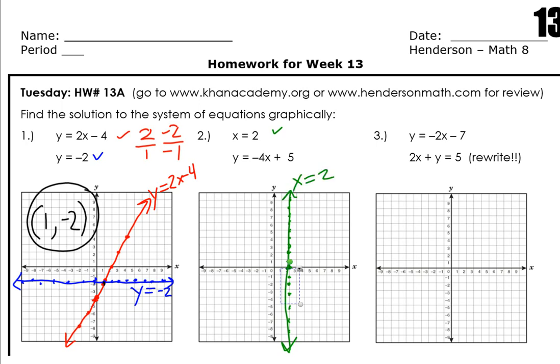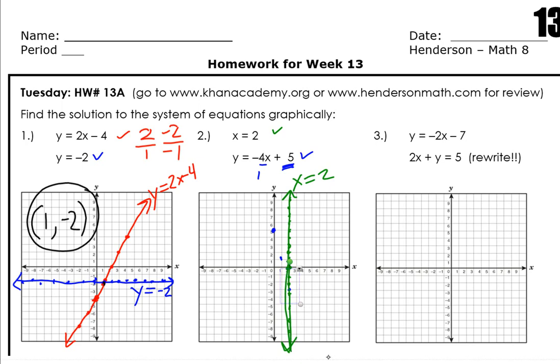Now let's take a look at the next one. Y equals -4x plus 5. The y-intercept is 5, so I start with my point on the y-axis at 5. My rate of change is -4 over 1, so I go down 1, 2, 3, 4, and over 1 space. Down 1, 2, 3, 4, and over 1 space. Although it's hard to see, that point lies on both lines.